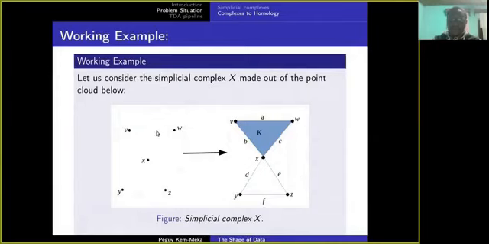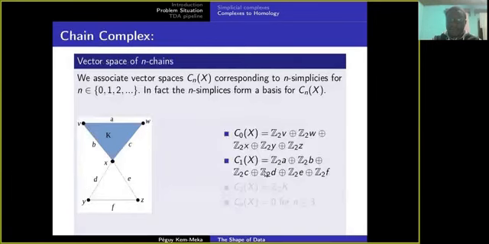I always start with my data here, 5 data points. I have to build a graph on top of it, which is a simplicial complex. Here is simplicial complex X. Having my simplicial complex, I can start defining the notion of a chain complex Cn of X, which corresponds to the n-simplices, n in 0, 1, 2, up to some natural number.